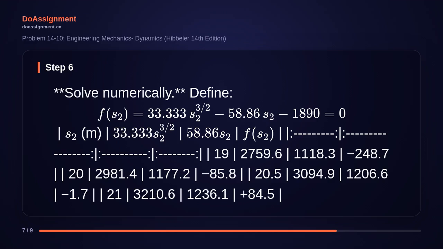We solve this nonlinear equation numerically by testing values of s sub 2. At s equals 19 and 20, the function is negative. At s equals 21, it becomes positive. Narrowing down to s equals 20.5, the function is essentially 0 at negative 1.7.